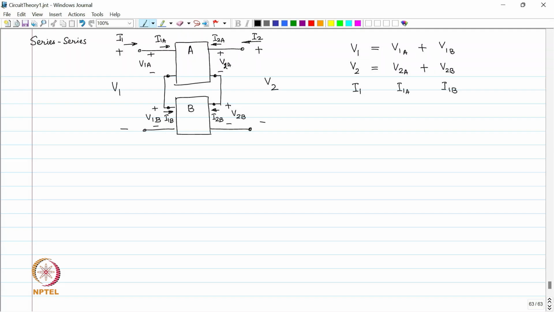They are not necessarily equal. I 1 is certainly equal to I 1 A, that much is certain. I 1 is equal to I 1 A, but I 1 A and I 1 B need not be equal, right. Let us put an equal to over here with a question mark. These need not be equal. In the general case, this need not be true.